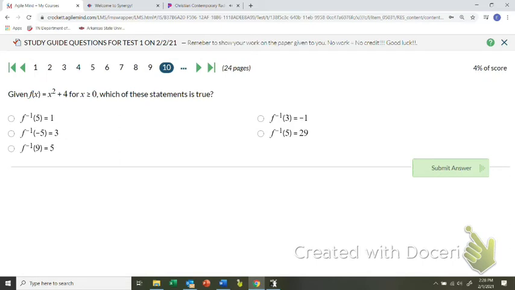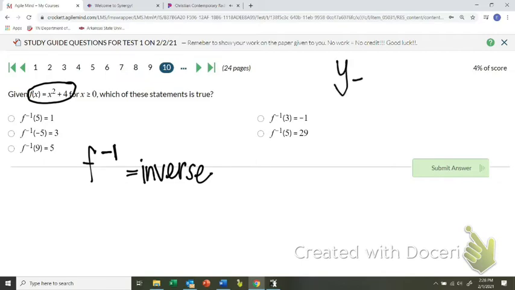All right, number 10. It doesn't tell you what to do, but what do you notice every answer has? f minus 1. And what do we know that means? The inverse. So what am I going to have to do to this function right here? Find the inverse. f of x is also known as y.